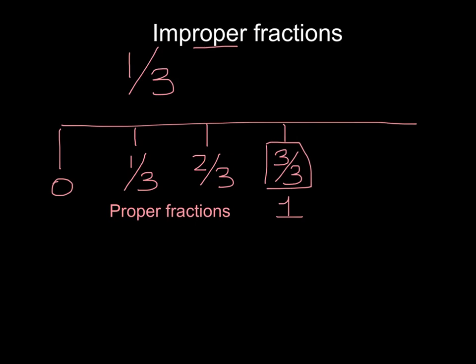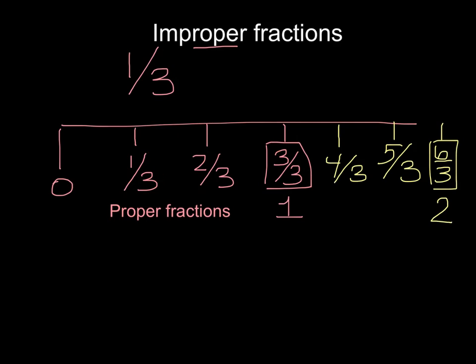So believe it or not, I can go 1/3 on my number line, 2/3, 3/3, and I can continue that pattern by saying 4/3, 5/3, and then finally 6/3, which is also equal to my number 2. Now these guys are called improper fractions.